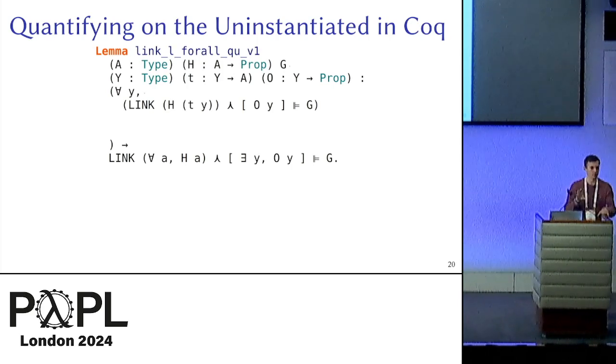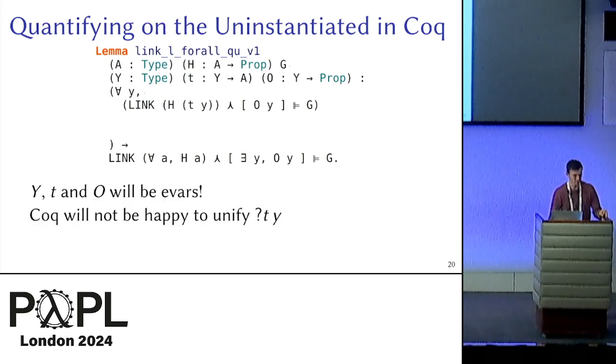When we're applying this rule, when we're finding a simplification, we don't know upfront what this big Y will be, what little t will be, and what big O will be. These will all be EVARs. Now we want Coq, when we're running this algorithm, to fill in the appropriate argument to h. And Coq will not be very happy to unify this EVAR t applied to y with just anything, especially since the type of this little y is also an EVAR. So the solution to this is, of course, to use even more EVARs.